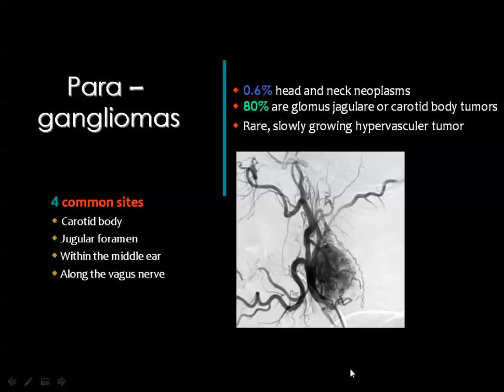Then paragangliomas, or glomus tumors, or chemodectomas are common lesions in the head and neck. And there are many locations for them.